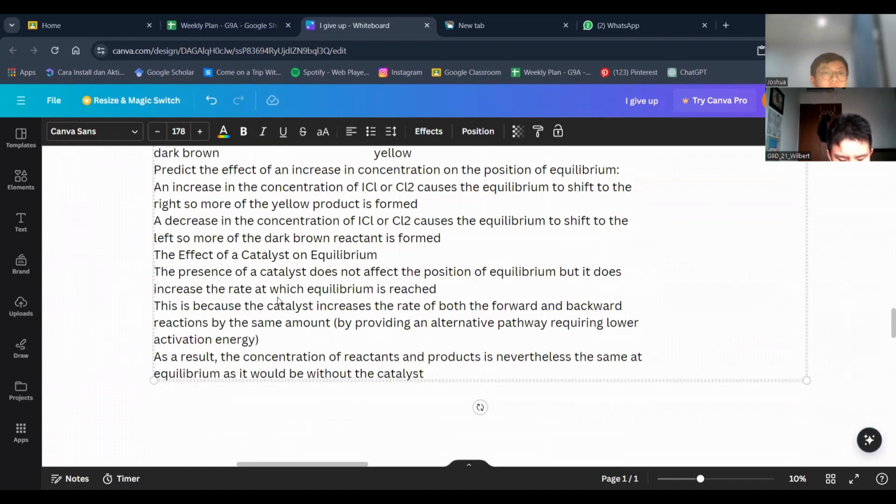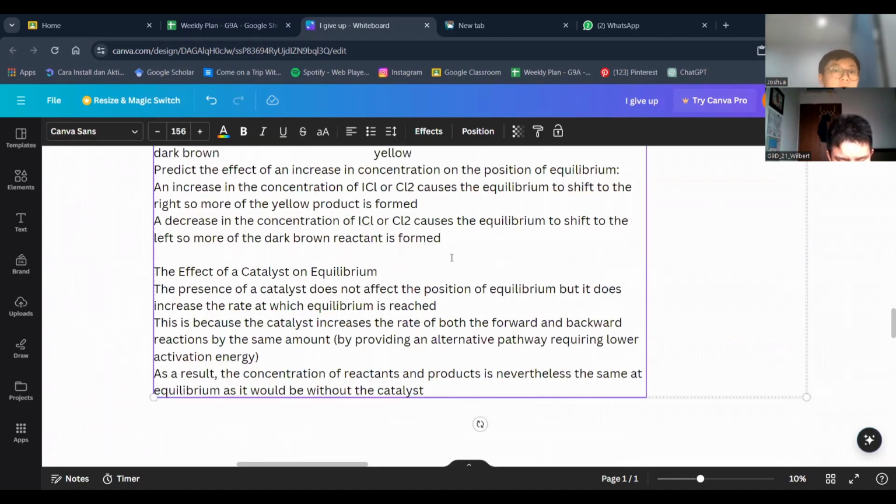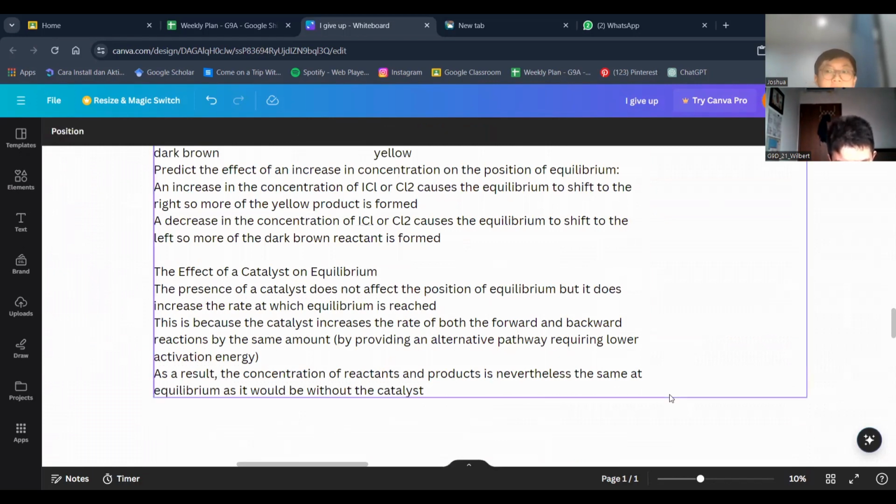So to briefly explain the effect of a catalyst on equilibrium, the presence of a catalyst does not affect the position of equilibrium, but it does increase the rate at which equilibrium is reached. So if you use a catalyst, you can get equilibrium faster.